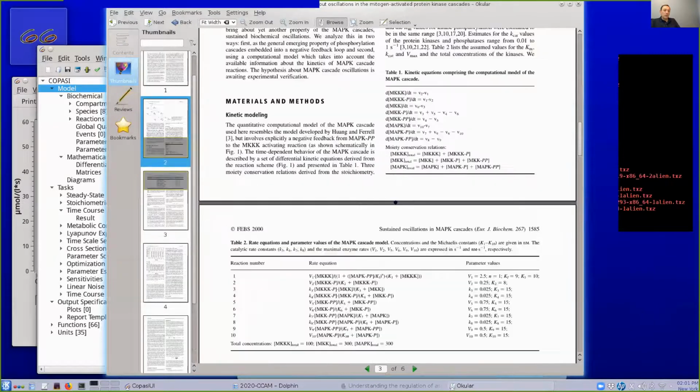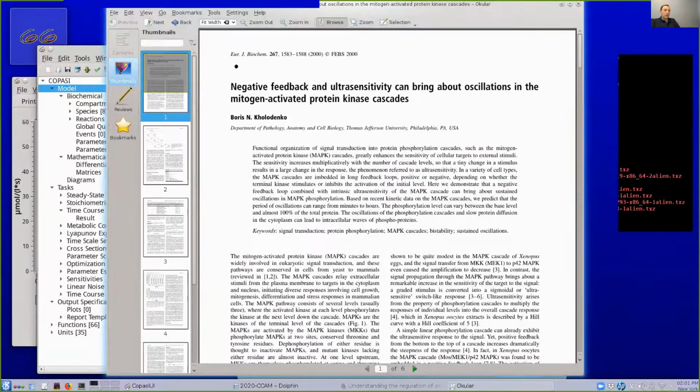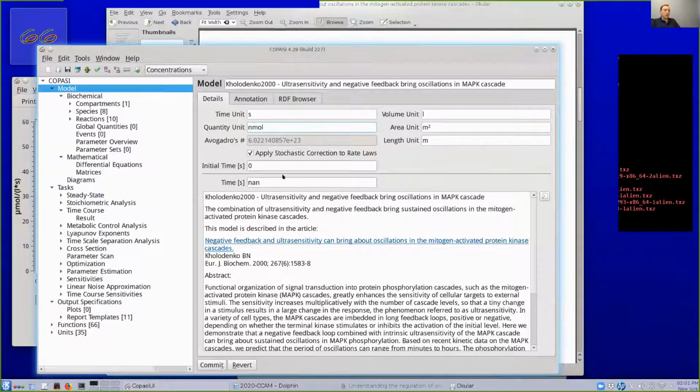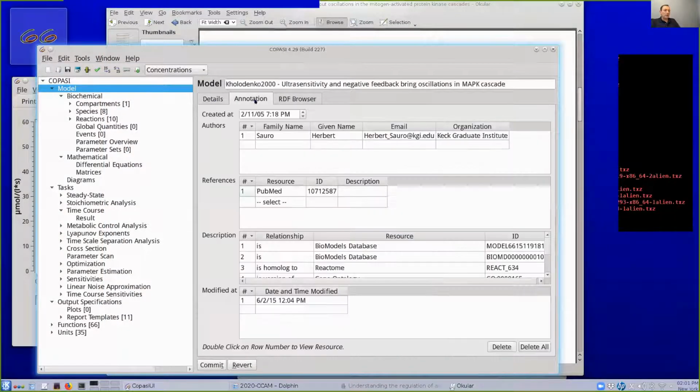It's a paper by Boris Kholodenko from 2000 that has this MAP kinase cascade that actually includes an inhibition of the activation signal by the MAPK-PP, the doubly phosphorylated ERK, and that causes oscillation in some conditions. So with that model, again, you can go and do everything, look at the annotations, etc.